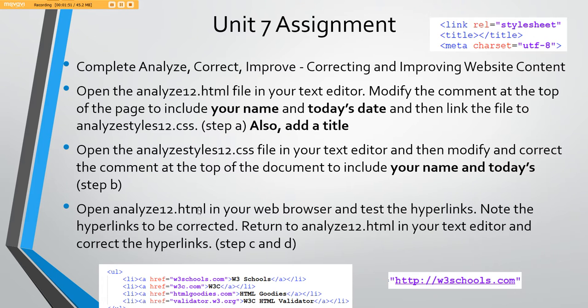Then in the HTML file, you're going to open it in your browser and test the hyperlinks. Note the hyperlinks that are incorrect and need to be corrected, in other words, the ones that don't go to the page they say they go to. Then you return to the text editor, your HTML file, and correct those links. So for instance, the first one doesn't go to W3 Schools because it's not complete, so it would need to be changed to this. So then you correct the others that need to be corrected.